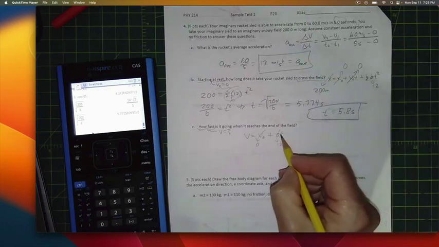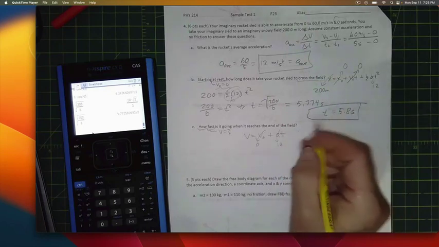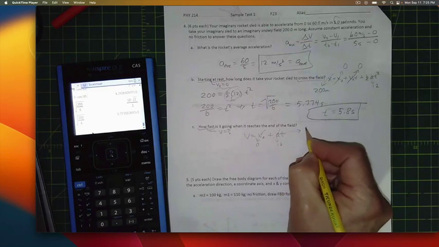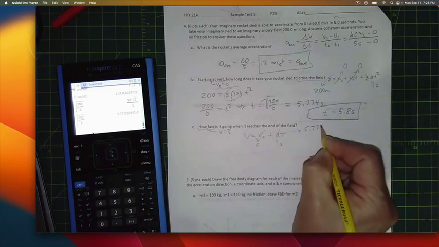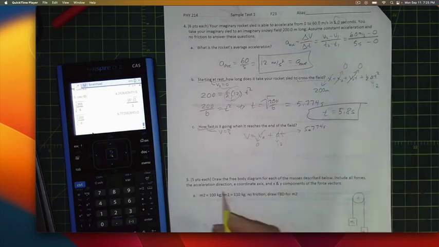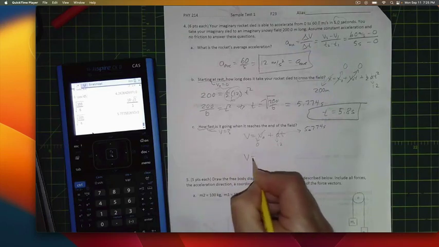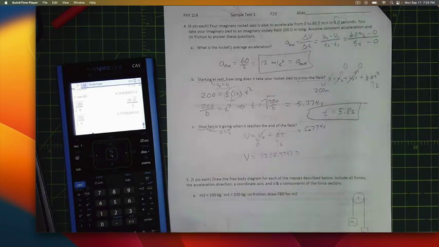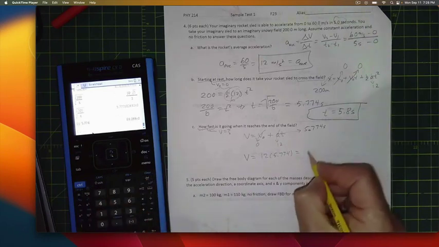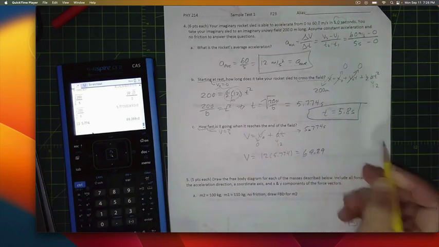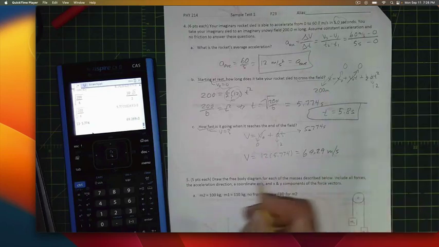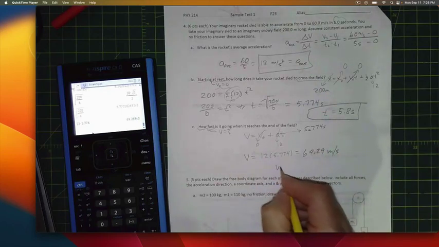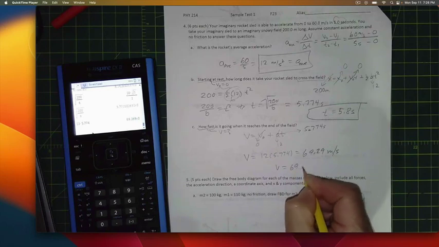We just calculated T. It's 5.8 with the rounding, but let's go back to keep a few more sig digs in the process. So let's say 5.774 seconds. And so V is just equal to 12 times 5.774, which is 69.29 meters per second. But again, 2 sig digs, so V is equal to 69 meters per second.